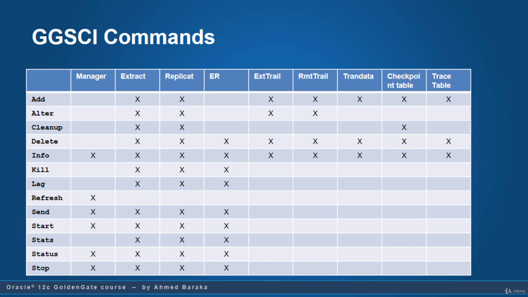This table is a matrix of the most common GGSCI commands, and it is showing to which object each can be used. As you can see, you have commands to administer the manager process, the extract, replicate, trail, and so on. ER, by the way, stands for extract and replicate processes. When you issue a command against ER, it will be sent to both the extract and the replicate processes.